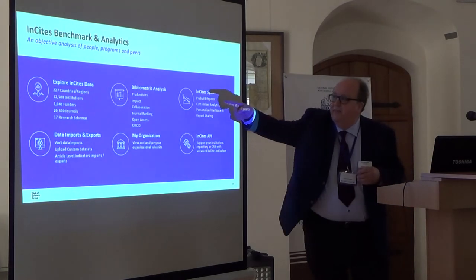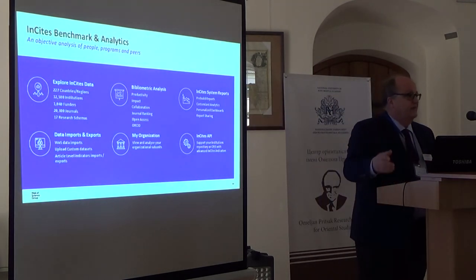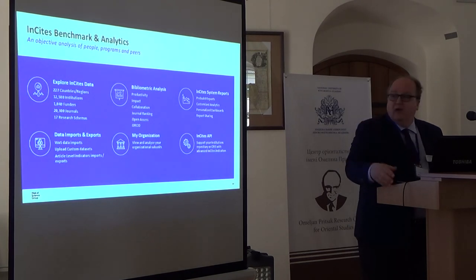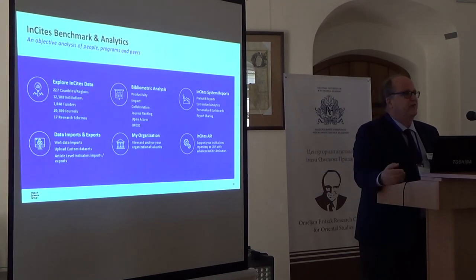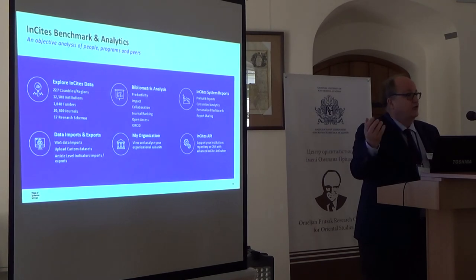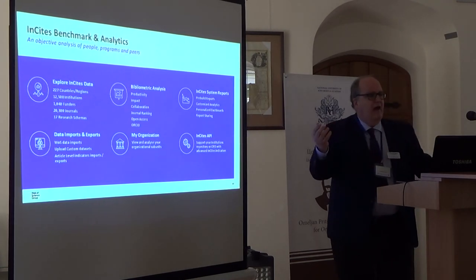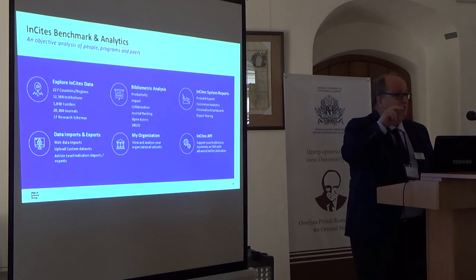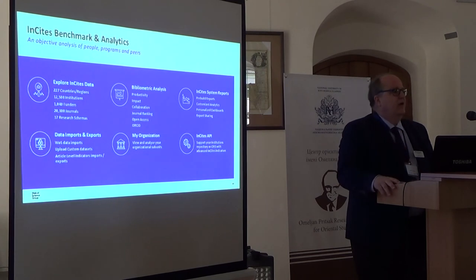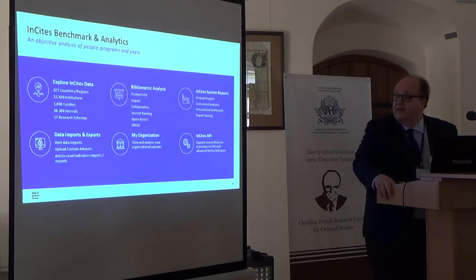You can do bibliometric analysis on productivity, number of papers, but also on impact: how many citations per paper, how many citations in comparison to other original articles published in that same journal, and in the category, where does your research rate or how does it compare to other research published in the category.